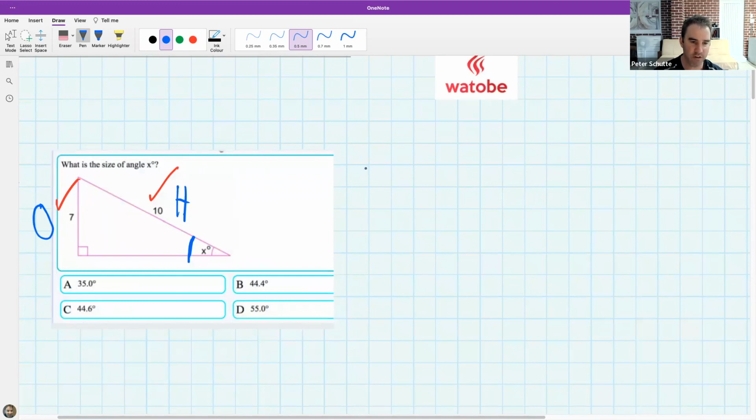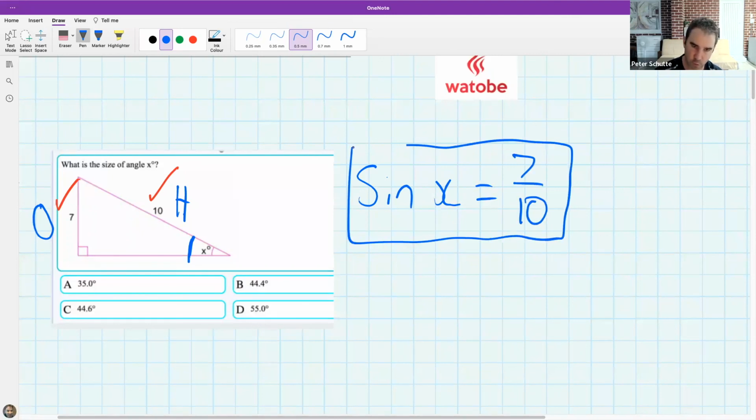So you're going to involve the sine ratio. And it's the sine of angle X. And sine of angle X is going to be equal to O over H. Now, what is O over H? It's 7 over 10. Okay, now this is what's different to before. You can't just type in your calculator sine 7 over 10. What you need to do is use the inverse function.